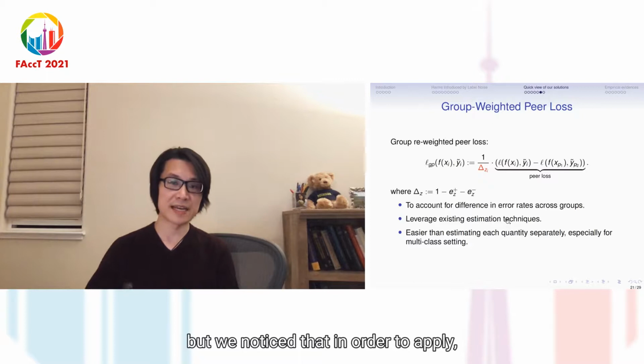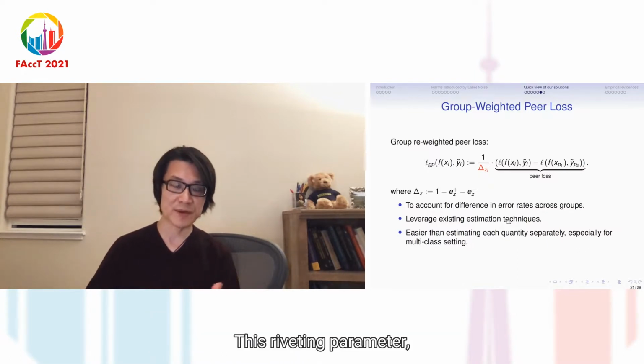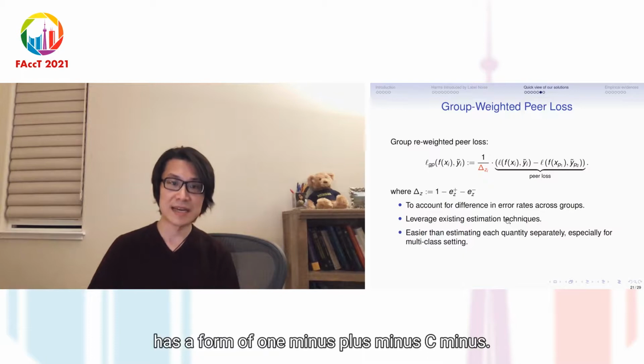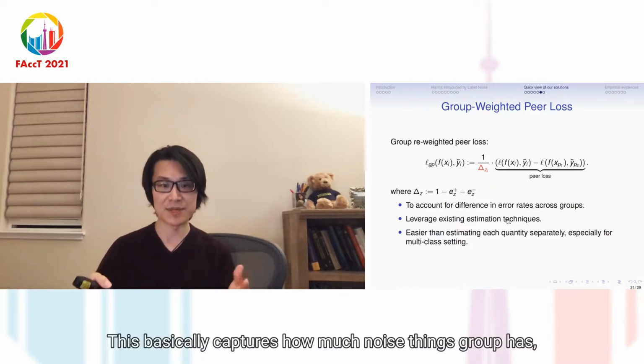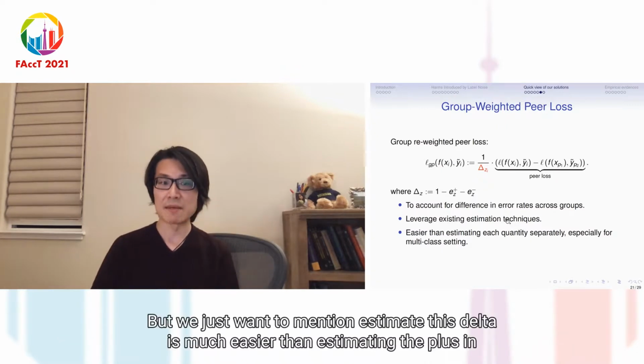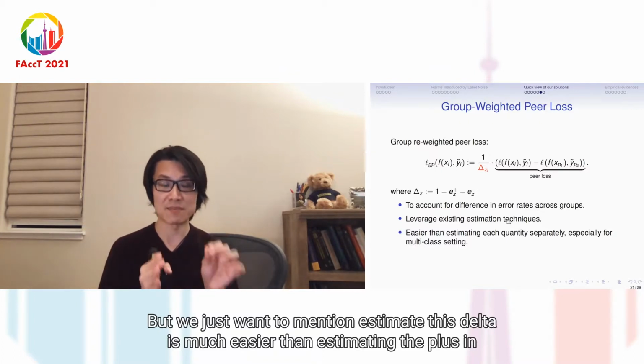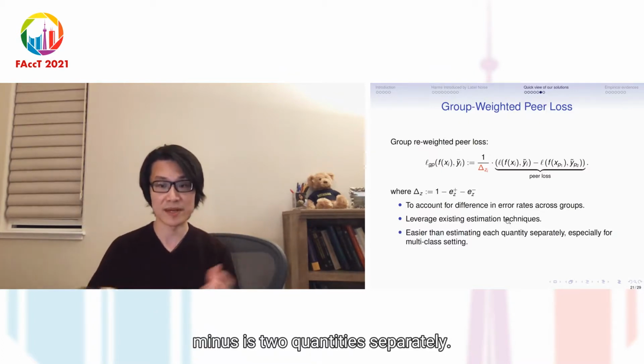But we noticed that in order to apply pure loss in our setting, we need to reweight pure loss to account for the difference of the error rates across different groups. This reweighting parameter, which we denote as delta Z I here, has a form of 1 minus E plus minus E minus. This basically captures how much noise this group has. And again, we can leverage existing estimation techniques to estimate this delta. But we just want to mention, estimating this delta is much easier than estimating the E plus, E minus, these two quantities separately.